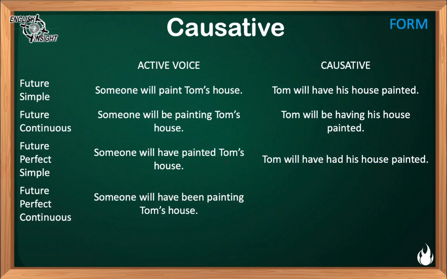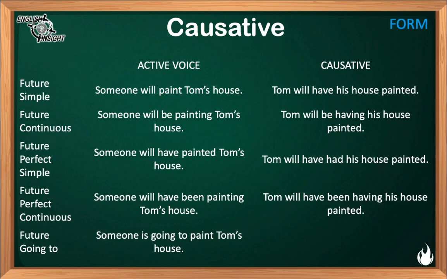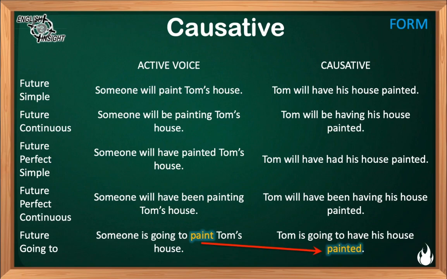Future perfect continuous. Someone will have been painting Tom's house. In causative, we commence with the beneficiary. Then the auxiliary should be conjugated exactly as the main verb is conjugated, then the object, and the main verb. Future going to. In causative, all the elements follow exactly the same formula: someone, auxiliary, object, and the main verb conjugated in past participle.